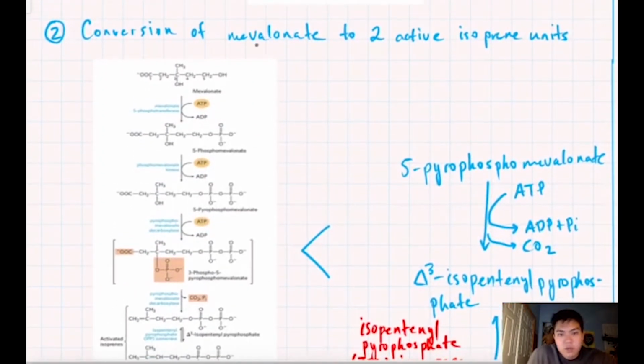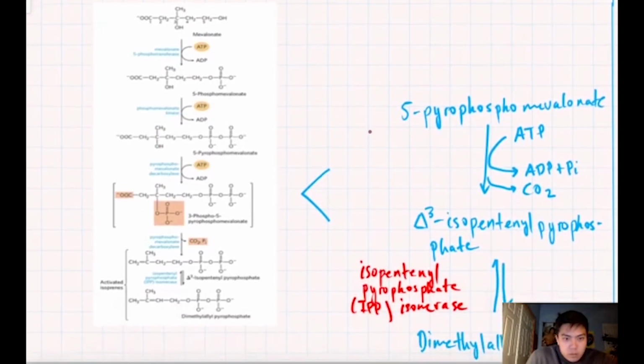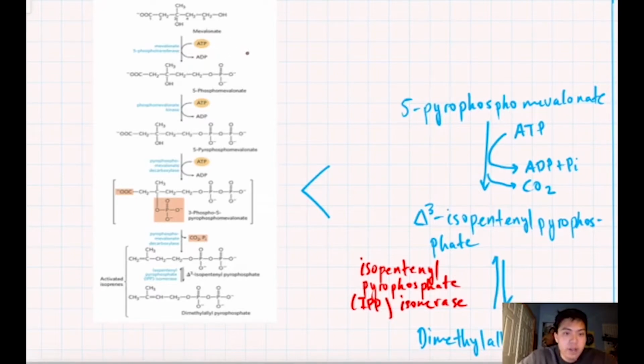Okay, step 2, conversion of mevalonate to 2 active isoprene units. So you start with your mevalonate, right? You're going to use an ATP, and you're going to use the enzyme mevalonate 5-phosphotransferase. All this is going to do is add 1 phosphate group to your hydroxy group out here, right? Then you're going to do it again, this time with phosphomevalonate kinase. So this first one was a phosphotransferase. This one's a kinase. They do similar things. And you're going to get a second phosphate out here.